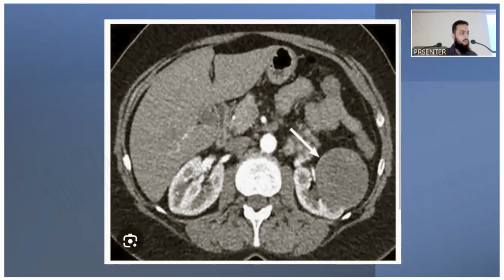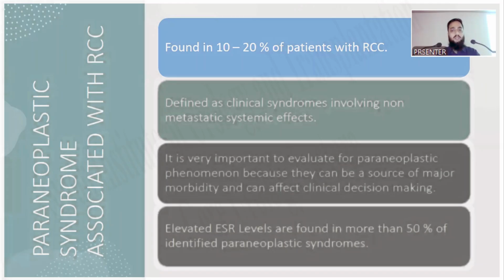So it's not the bizarre shape of the cell wall. It is something which is inside the nuclear wall. Paraneoplastic syndromes associated with RCC are found in 10 to 20% of patients with RCC, defined as clinical syndromes involving non-metastatic systemic effects. It is very important to evaluate for paraneoplastic phenomena because they can be a source of major morbidity and can affect clinical decision making.